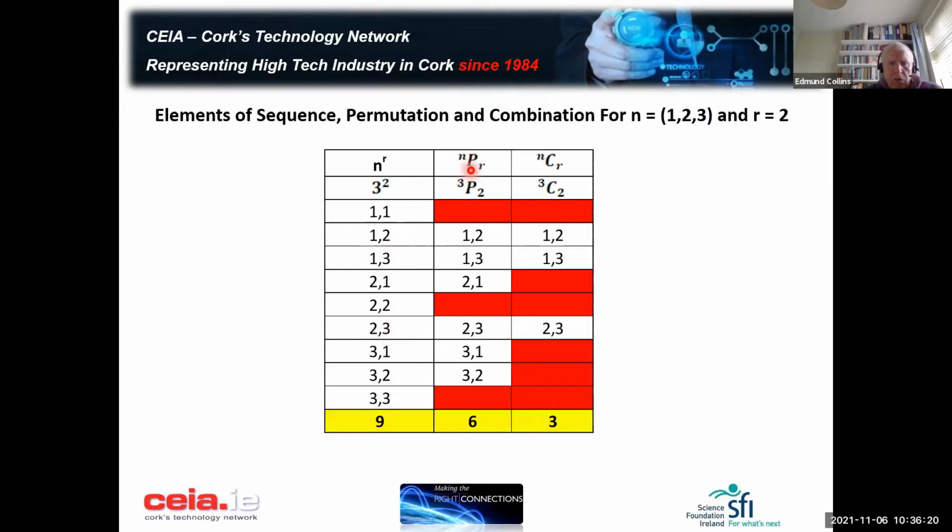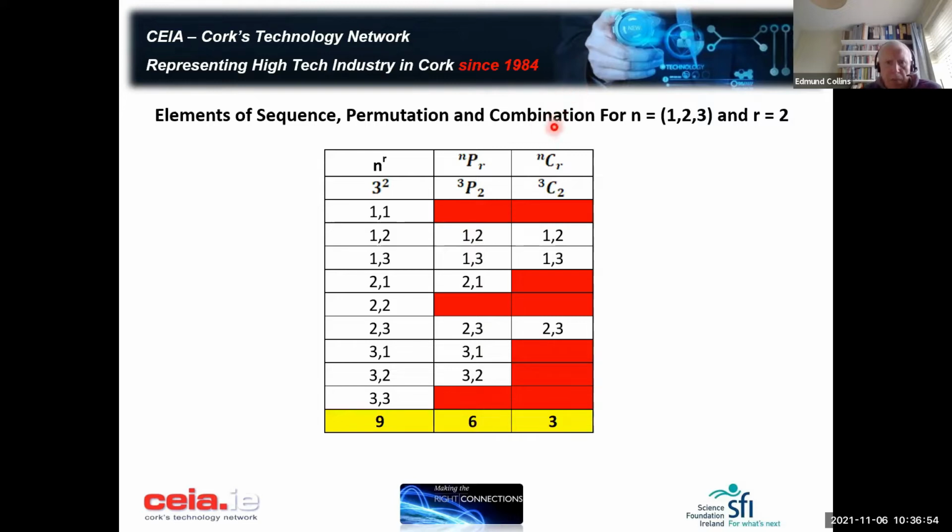So if we move on to permutation now, the nPr, so plugging in 3 for n and 2 for r here, we see 1,1 isn't allowed. No repetitions. 1,2 is allowed. 1,3 is allowed. 2,1 is allowed. 2,3, 3,1, and 3,2 are allowed. So 1,3 is considered different to the 3,1 in permutation. So in this case, we have 6 options here.